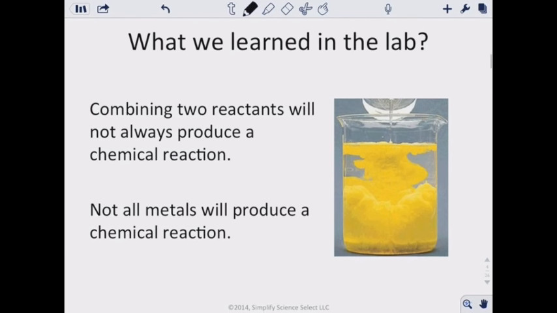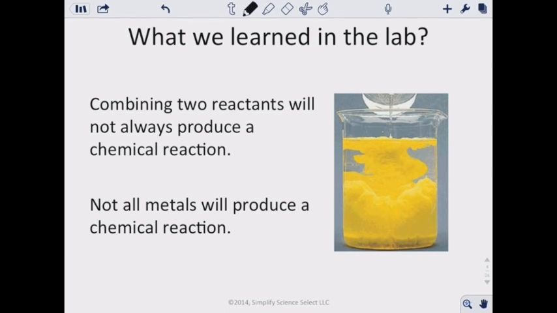Now what we should have gotten out of the lab is that combining 2 reactants will not always produce a chemical reaction. So just because on a piece of paper we can put 2 reactants together doesn't mean that it'll actually happen when we go to the lab. And we also learned that not all metals will produce a chemical reaction. So in a single replacement, when we put those together, they don't always react. That metal doesn't always react with the solution, and so we need to know when things are going to react and when they're not going to react.